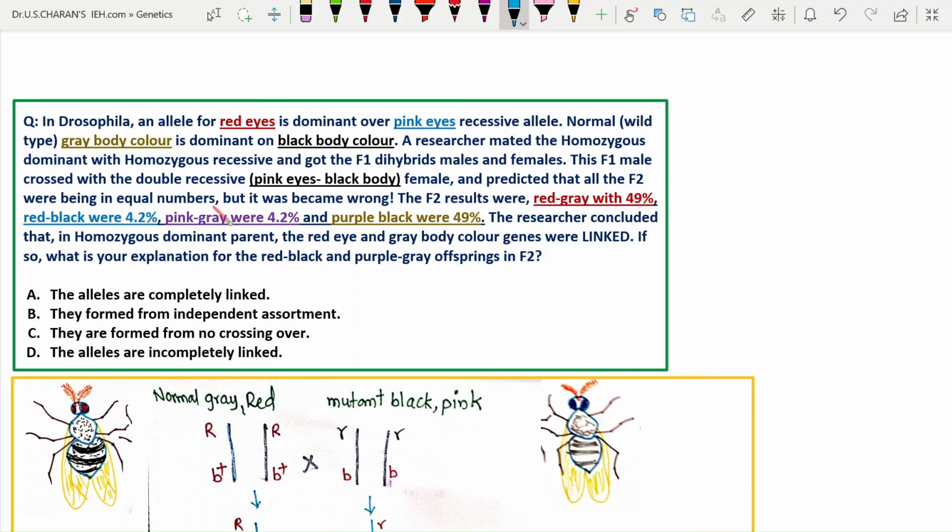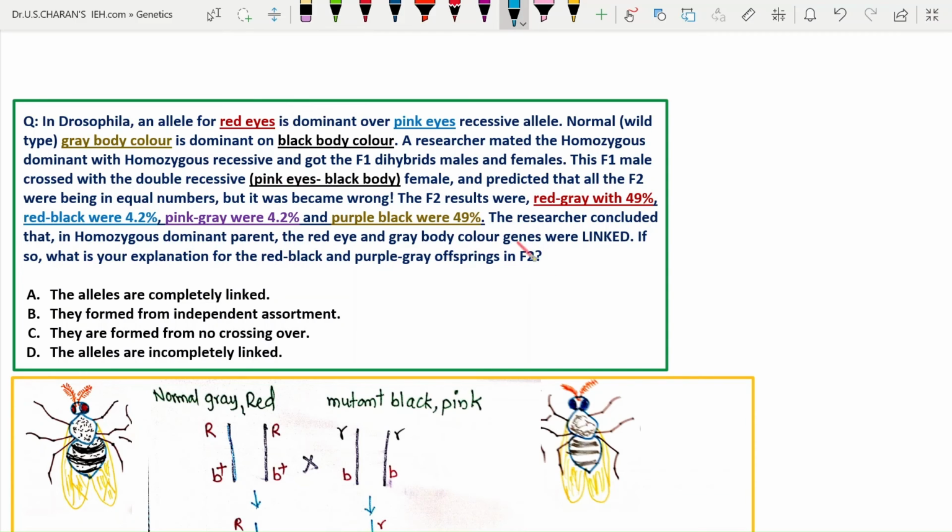The researcher predicted that the F2 would be in equal numbers. Equal numbers of progeny have to be formed. But it became wrong. He did not get equal numbers of progeny. The F2 result was red grey with 49%, red black 4.2%, pink grey 4.2%, and pink black 49%. Finally, the researcher concluded that in a homozygous dominant parent, the red eye and grey body color genes were linked. If so, what is your explanation for the red black and pink grey offspring in F2?